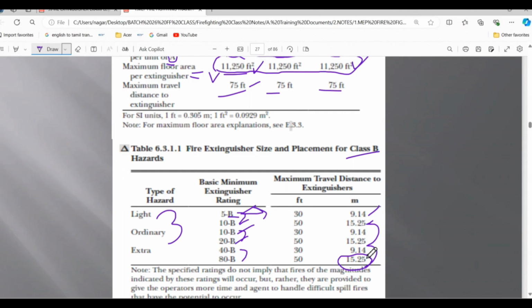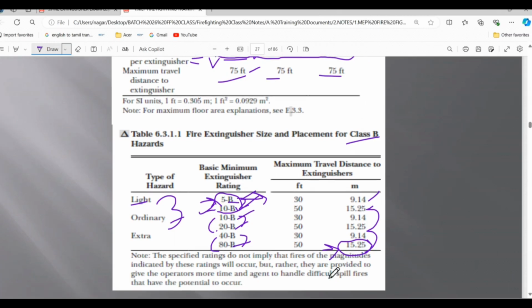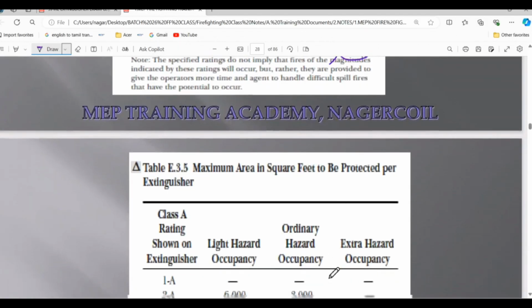Maximum coverage area. Here the other thing is, you have to see the protection area. For example, 80B means it will protect 80 feet square. One B means 1 feet square, not meter square, 1 feet square. And the travel distance is also very important, how many meters it will travel. So this is for class B. We will see one example also in the coming notes.